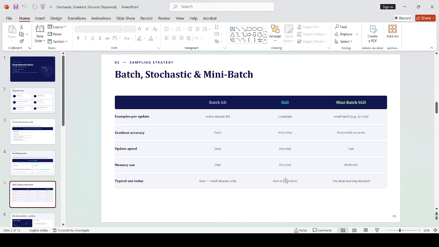This slide compares the three most common optimization strategies. The first is batch gradient descent, where the entire dataset is used for one parameter update. It produces an accurate gradient, but is slow and requires a large amount of memory. The second is stochastic gradient descent, where only one training example is used for each update. It is extremely fast and requires very little memory, but the updates are noisy.